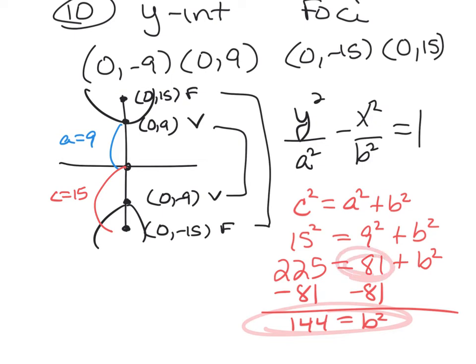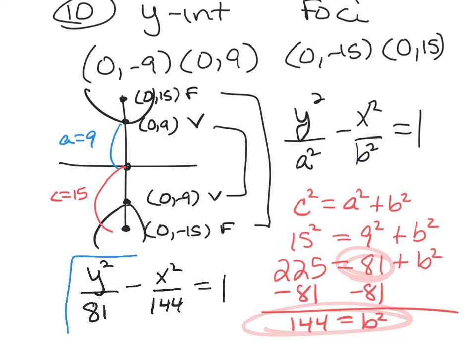B squared is 144. A squared is 81. So let's fill it in: y squared over 81 minus x squared over 144, and it's set equal to 1. And you're done. Yes? Are the vertices always the intercepts? You're going to have to look to see what they've given you. Chances are they probably will be.